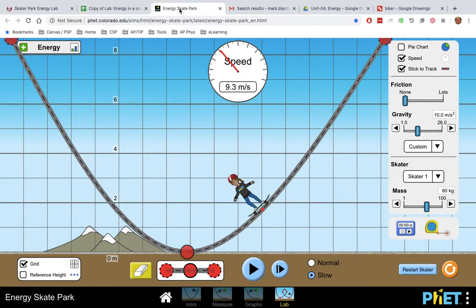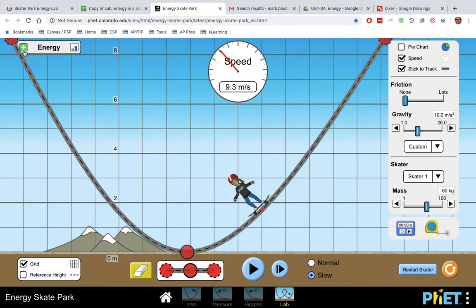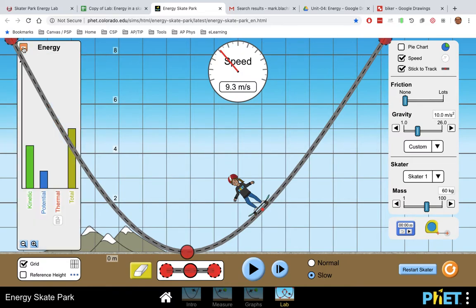So let me show you on Skater Park a little graph that kind of helps. So right up here, if I click this button, you can go try this if you want. What it shows us is the total energy here on this graph right here. This green graph shows us her kinetic energy, and the blue graph shows us her potential energy. So you can see that her kinetic and potential energy keep going up and down.